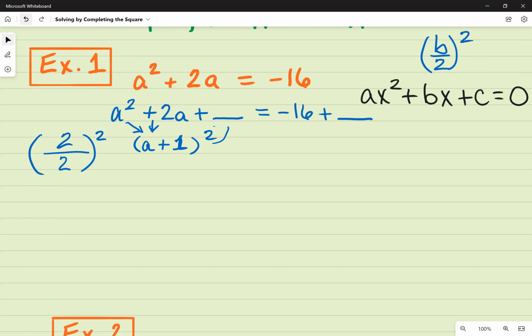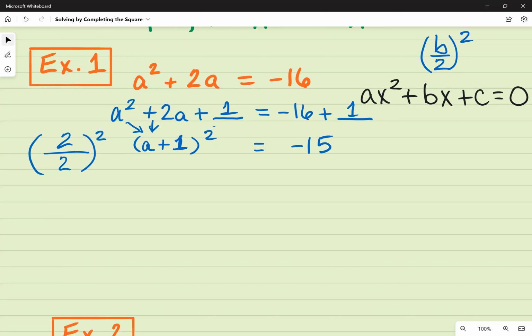So that's what I'm going to put in the blanks. So 1 squared is 1. So I'm going to do that on both sides. On the left-hand side, I'm done. It's in binomial squared form. So on the right-hand side, I just need to simplify. Negative 16 plus 1 is negative 15.